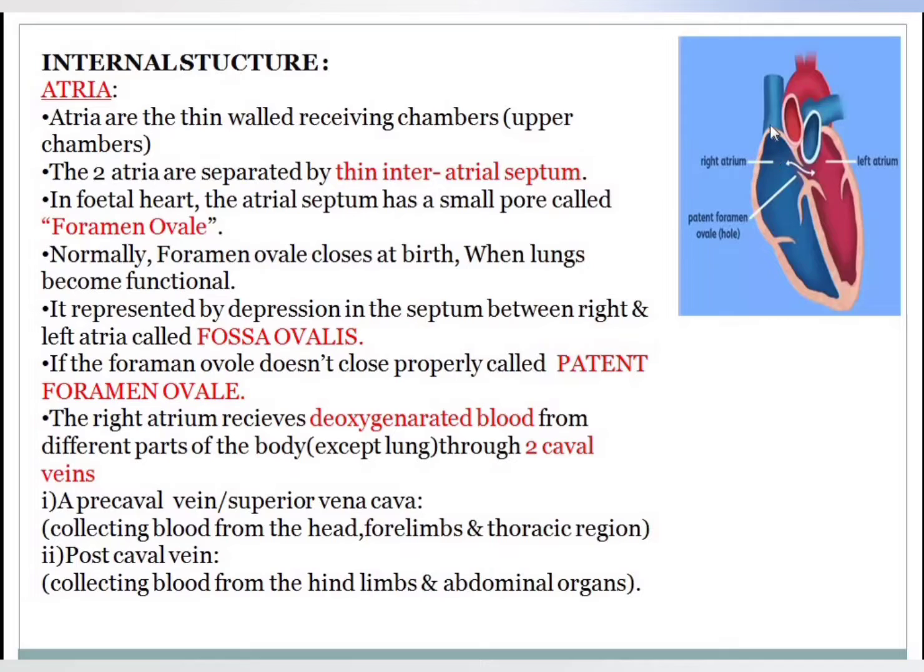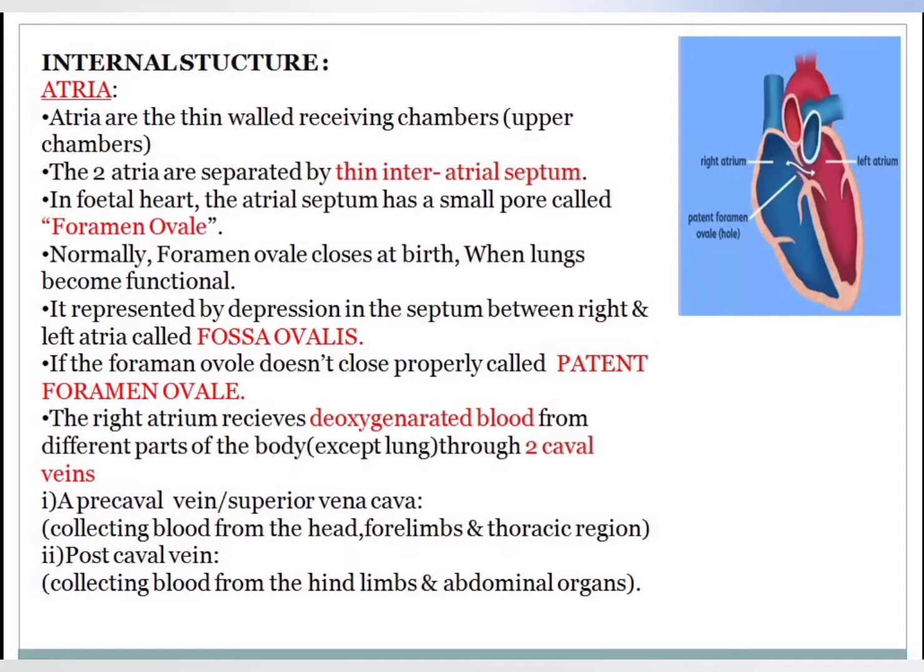First, the precaval vein, also known as the superior vena cava, collects blood from the upper parts like the head, forelimb and thoracic region. It carries deoxygenated blood from those parts and sends it to the heart. Next, the postcaval vein collects blood from the lower body parts like the hind limb and abdominal organs, and carries the deoxygenated blood and passes it to the right atrium.